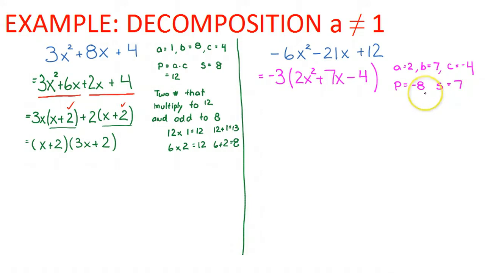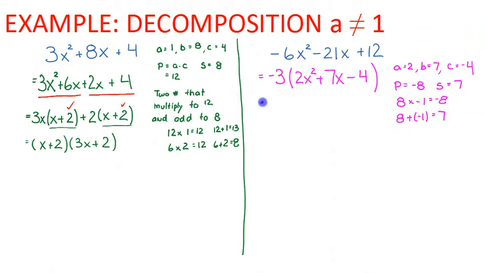Well, a nice little patterning happens here with the signs. If two numbers multiply to give me a negative, that means that one of the numbers has to be a positive and one of them has to be a negative. If the sum is 7, which is a positive, that means that the larger number has to be positive and the smaller number has to be negative. So what I'm going to try here is let's try 8 and minus 1. So 8 times minus 1, sure enough, is negative 8. And 8 plus minus 1 is 7.